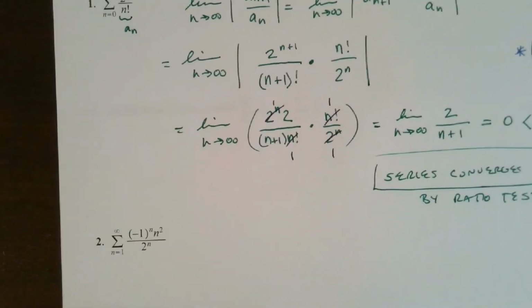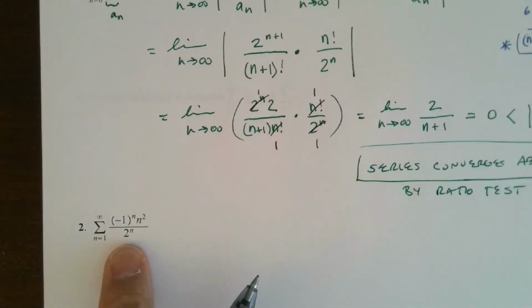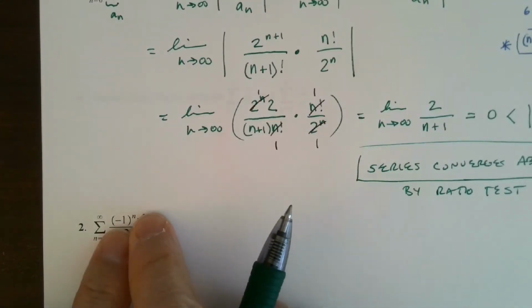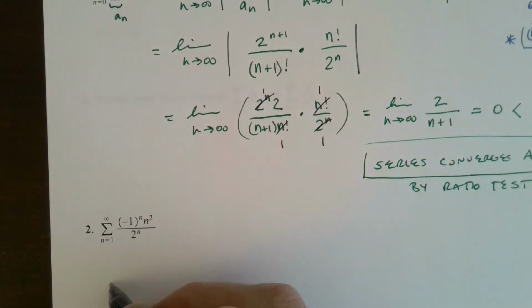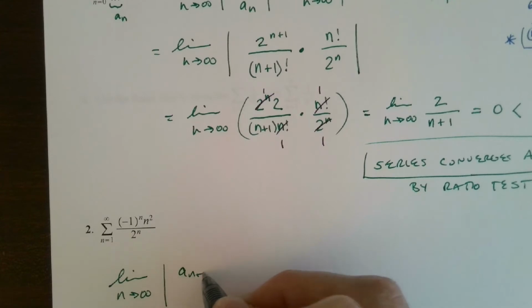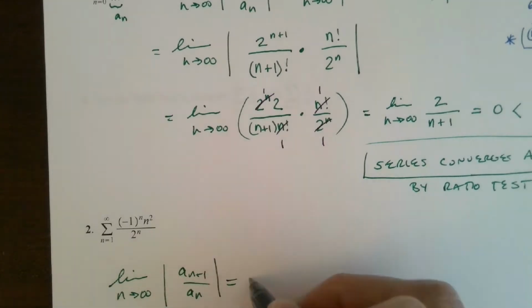Okay. Let's look at another one. This one's got a little sign changer. Remember we talked about sign changers in the last video, -1 to the n. So we want to take a look at this. That's the a sub n. So I'm going to look at the limit as n goes to infinity of a sub n plus 1 over a sub n.